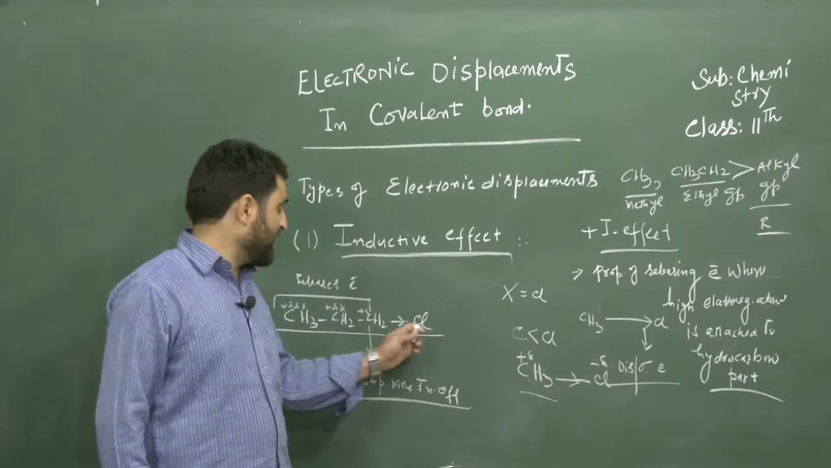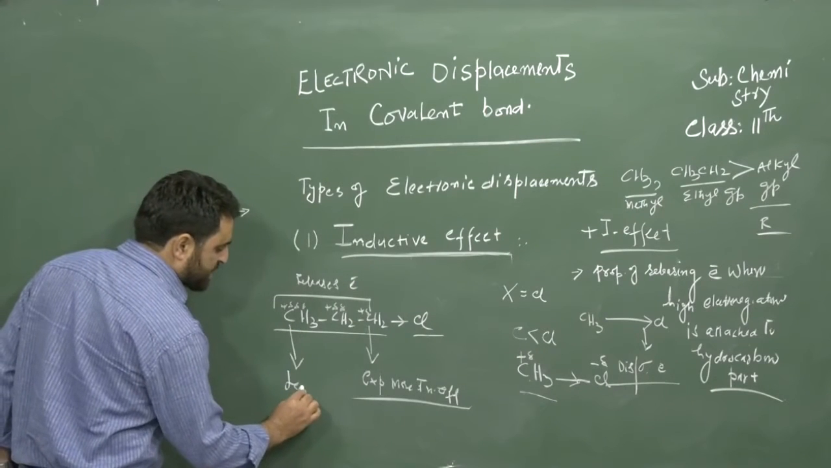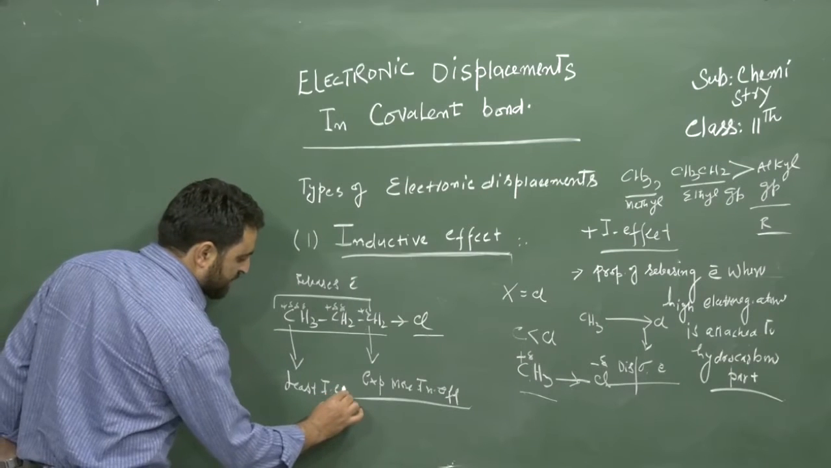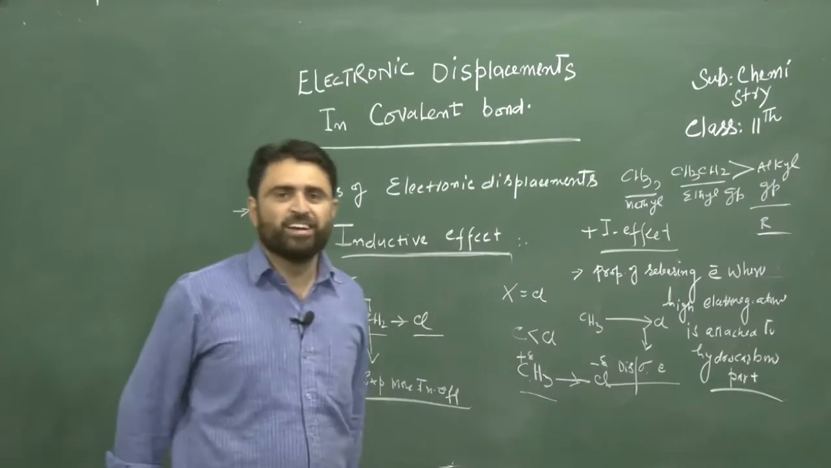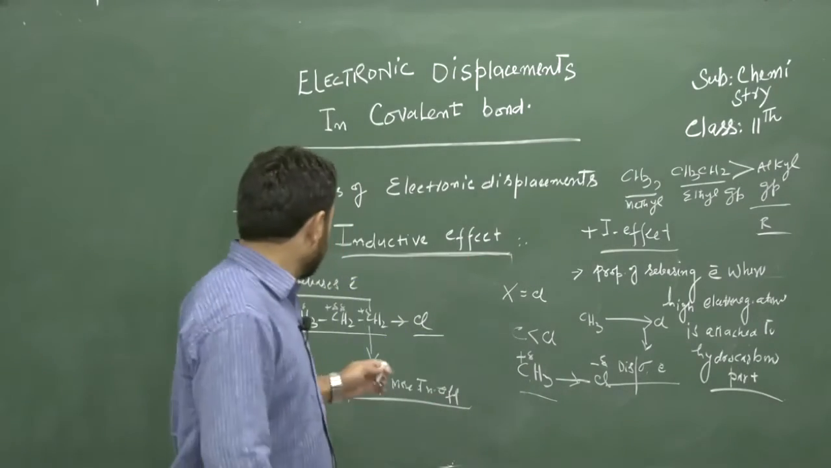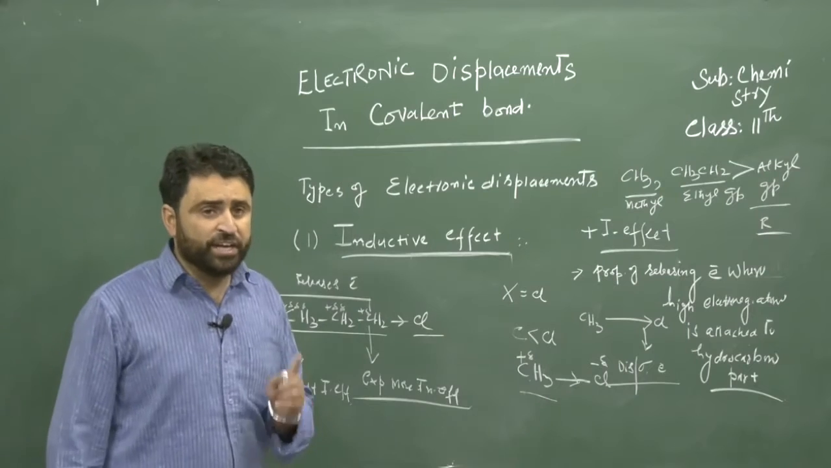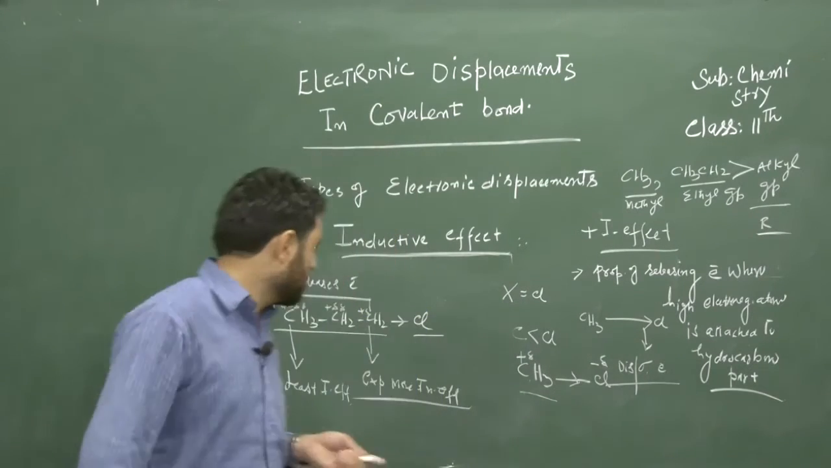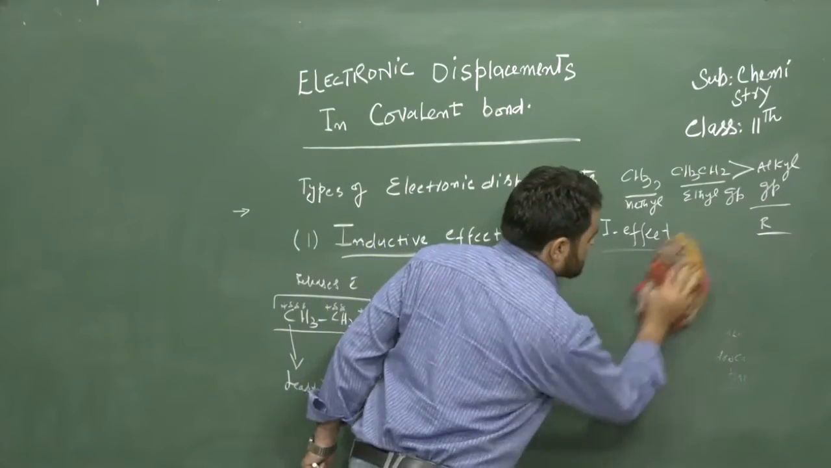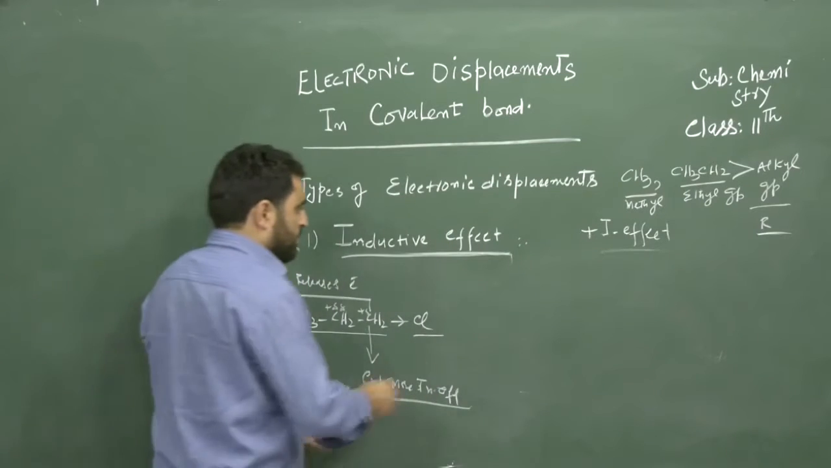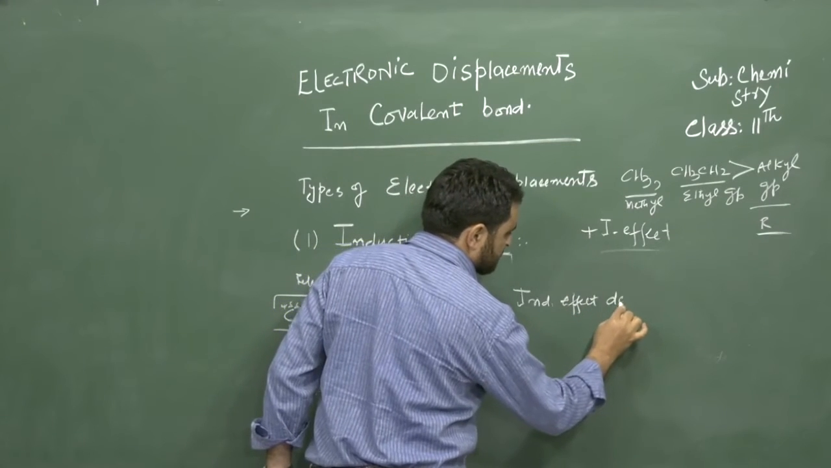That is, when a highly electronegative atom is attached to the hydrocarbon part, the hydrocarbon part will release electron towards the highly electronegative atom. It is called a plus I effect. Plus I effect means the property of releasing electron when a highly electronegative atom is attached to the hydrocarbon part.